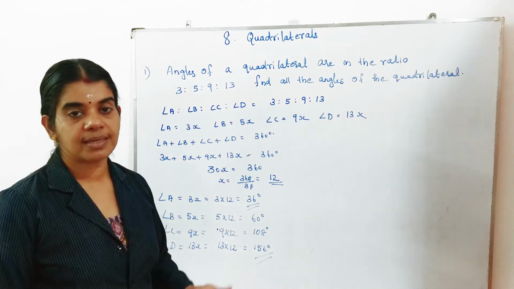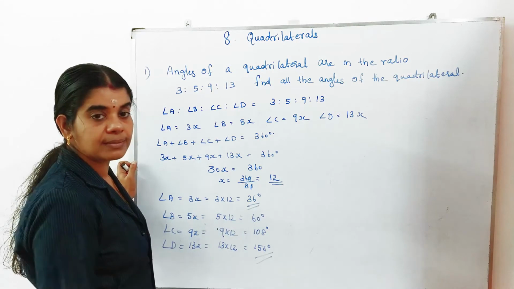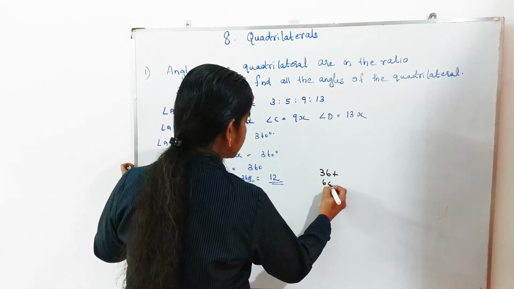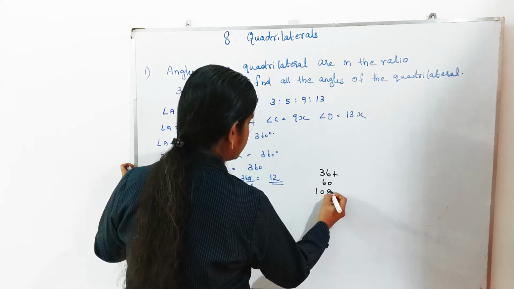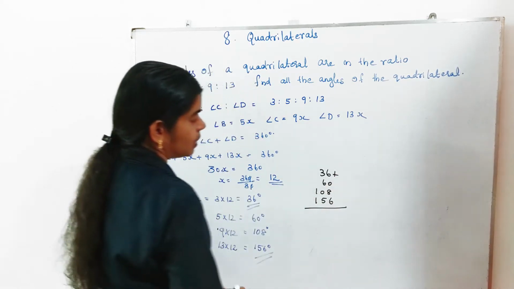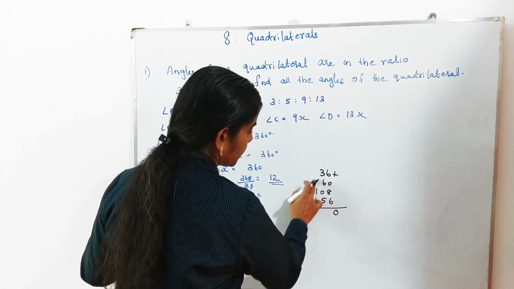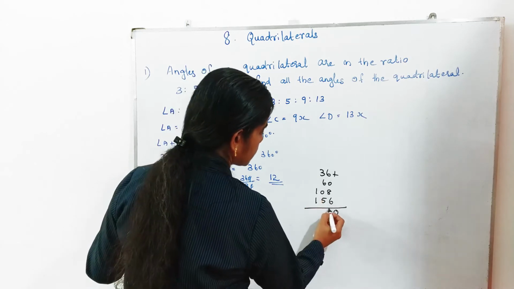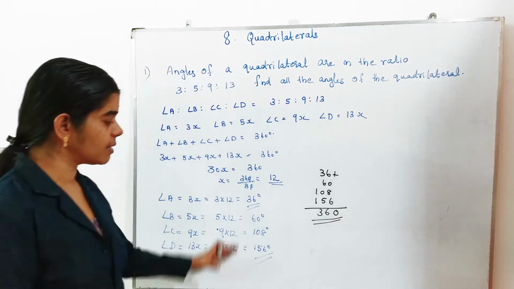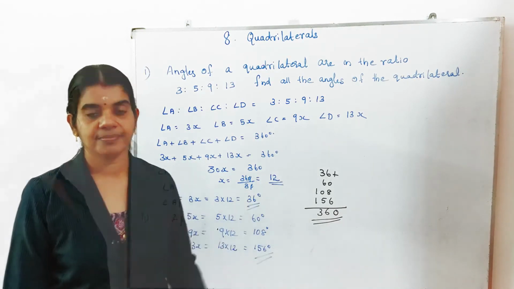Then we want to check whether it is correct or not. If you add all these four angles, you should get 360 degrees. That is 36 plus 60, 108 plus 156. You can look that: 0, 2, 6, 360 degrees. So our answer is correct. The sum of all the four angles of a quadrilateral you got is 360 degrees.